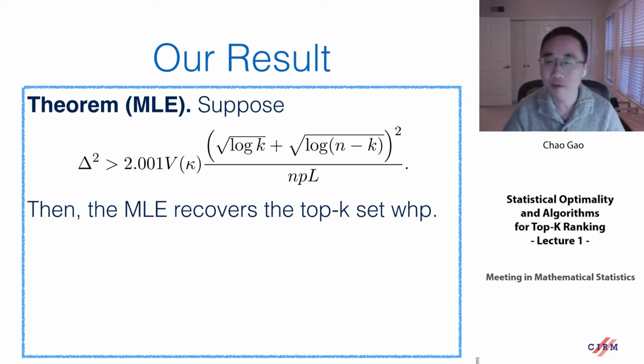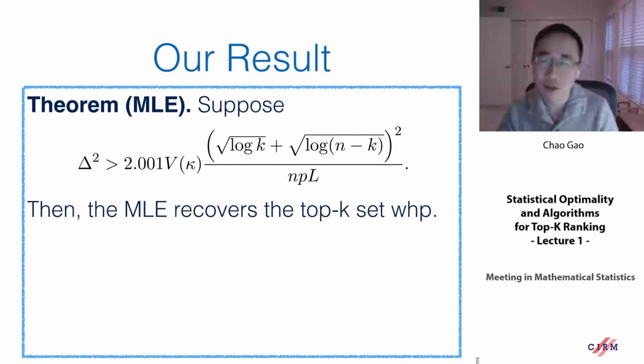Now, for this ratio, you can see the denominator is still MPL, so it's the same effective sample size, but the numerator is more precise. It is written as the square of root log K plus root log of m minus K. You can see there is a symmetry between K and m minus K. This is easy to understand because mathematically, the problem of top K ranking and the bottom K ranking are the same. That's why you see this symmetry between K and m minus K.